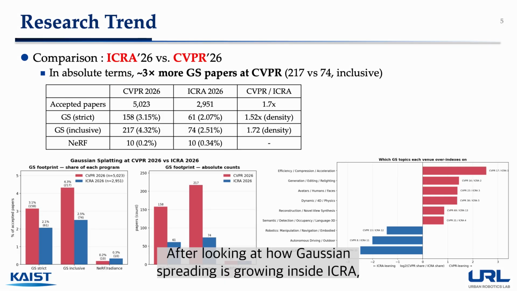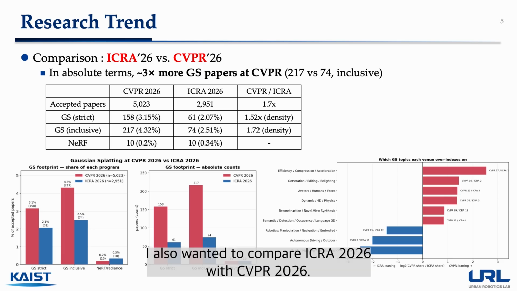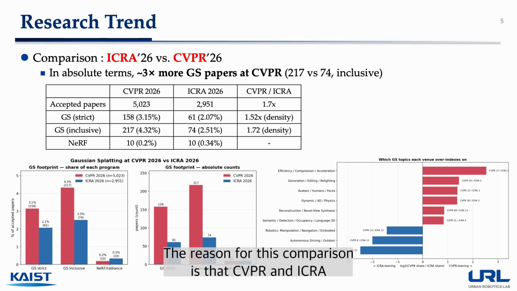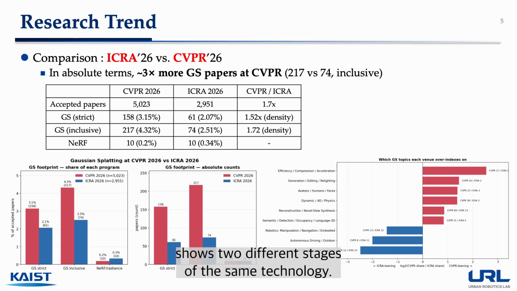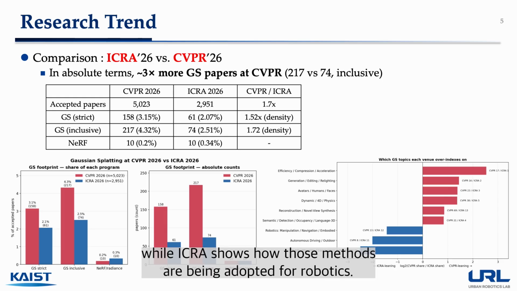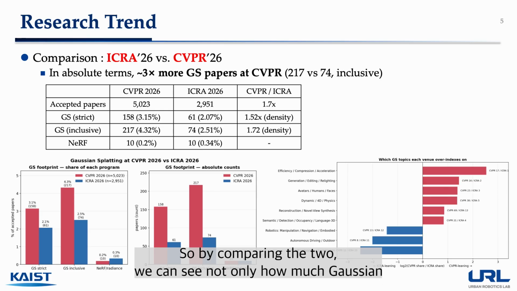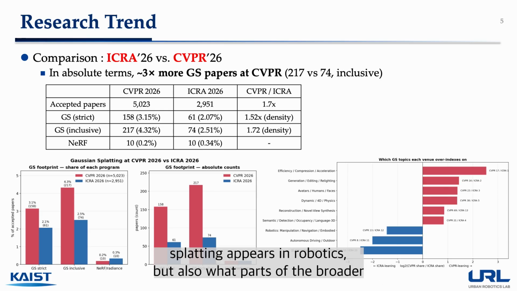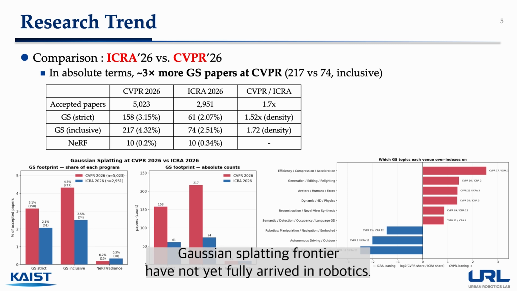After looking at how Gaussian splatting is growing inside ICRA, I also wanted to compare ICRA 2026 with CVPR 2026. The reason for this comparison is that CVPR and ICRA show two different stages of the same technology. CVPR usually shows where the Gaussian splatting methodology is being pushed, while ICRA shows how those methods are being adopted for robotics. So by comparing the two, we can see not only how much Gaussian splatting appears in robotics, but also what parts of the broader Gaussian splatting frontier have not yet fully arrived in robotics.